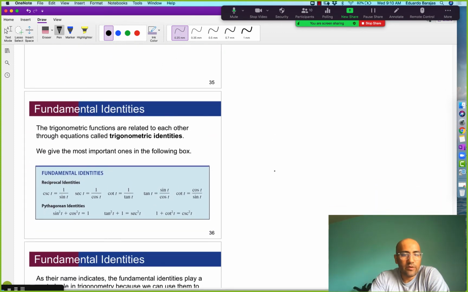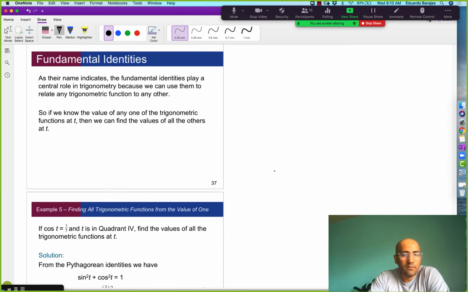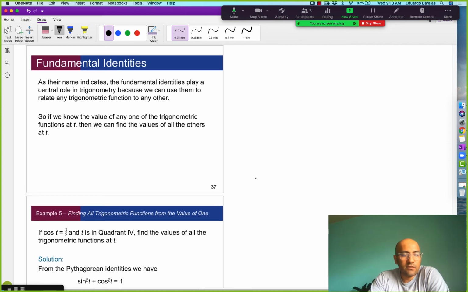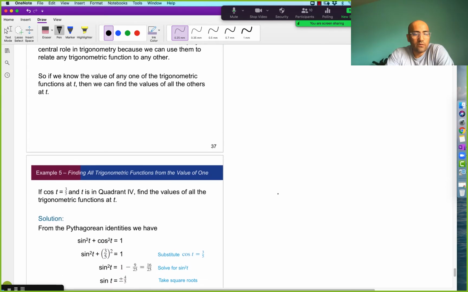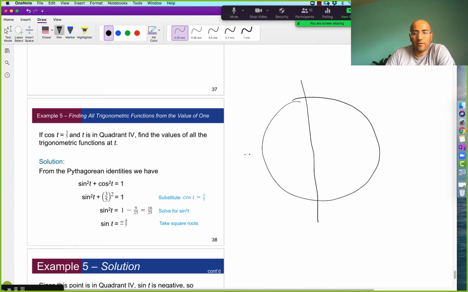Fundamental identities, we've been working with these before. They're defined in the same similar way. If cosine of t equals 3/5 and t is in quadrant 4, find the value of the trigonometric values of t. So let's see, we have a unit circle, and then we have a t value that goes into quadrant 4.